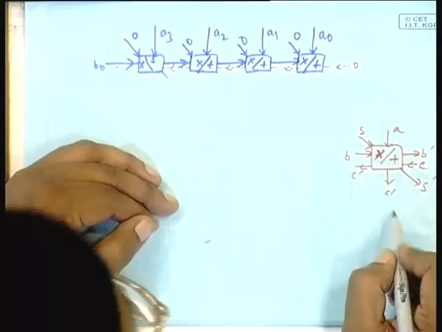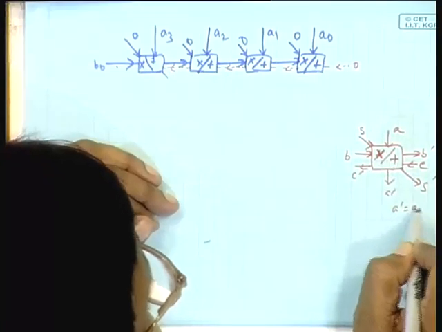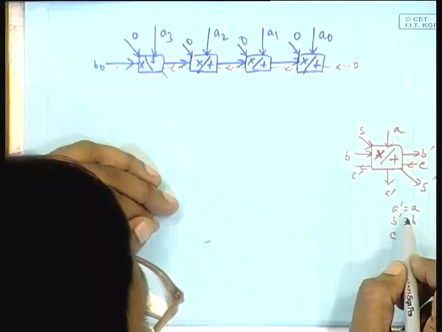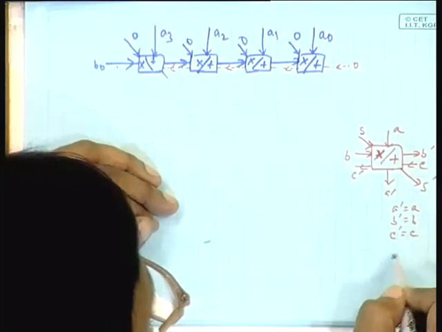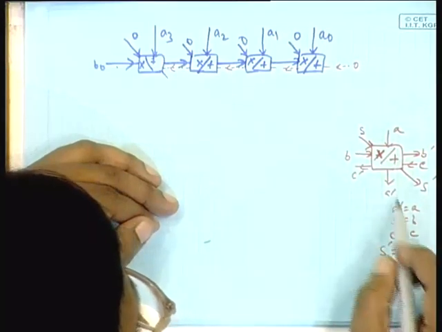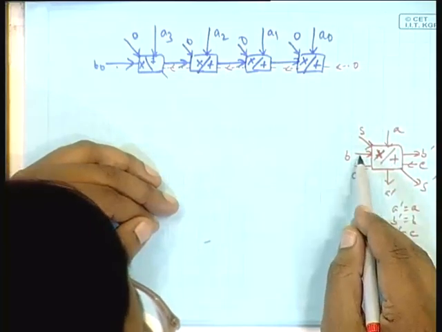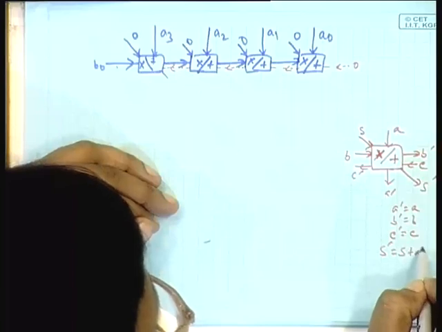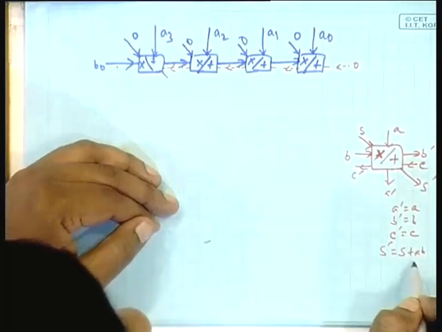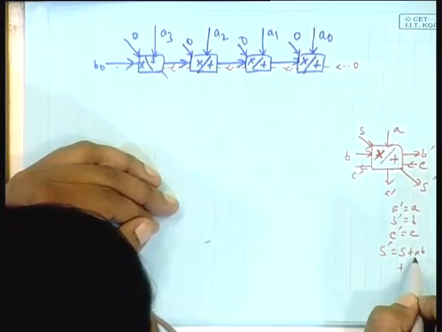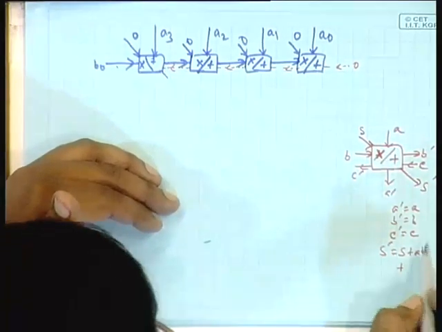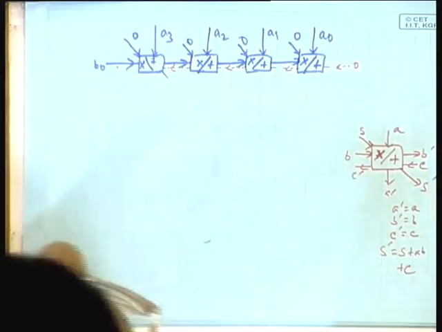A prime is A, B prime is B, carry propagates, C prime is C, and S prime is your AB. Please see this, S plus AB, binary addition, and AB is binary multiplication, which basically means an AND gate, plus this carry. These are the descriptions of the processor.